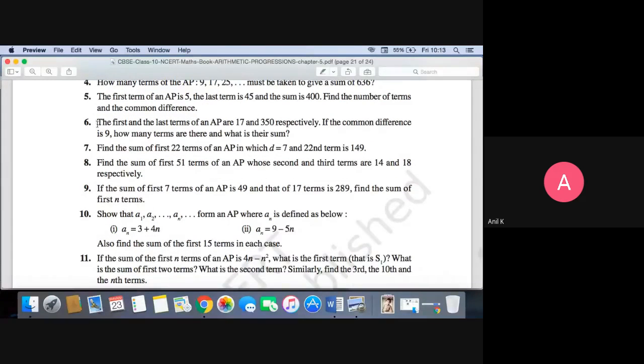Now the sixth question is also similar, the same type, but there is a little bit of difference. First term and the last term of an AP are 17 and 350. That is, a value is 17, an value is 350, and the common difference is 9, that is, d value is also given as 9. And how many terms are there and what is their sum? How many terms means what is the n value? Their sum means the Sn value.